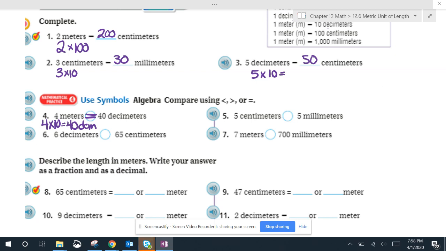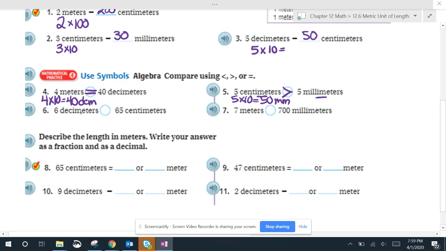Okay, welcome back. We have 5 centimeters versus 5 millimeters. Now, both of these are the same numbers, so I don't really need to change them, but I'm going to look at the unit to help me. I know that centimeters are 10 times bigger than millimeters, so that tells me that this 5 is bigger than that 5. So I've got 5 times 10, which equals 50. So there are 50 millimeters in 5 centimeters. 50 is way bigger than 5.